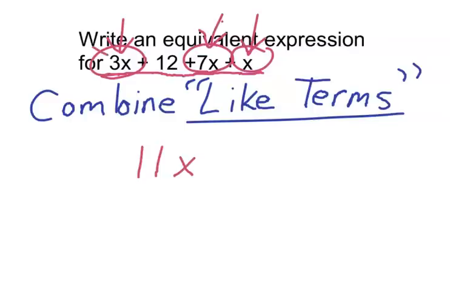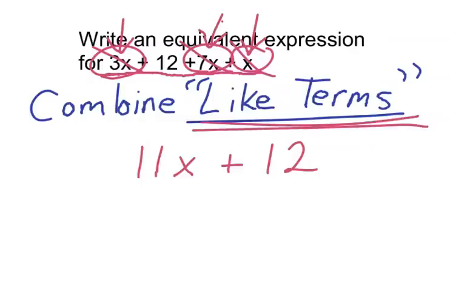Okay, and then those are done with all of those. So the only thing left is plus 12. Okay, so now we have written an equivalent expression, and it's a lot easier. It's a lot simpler looking. It is 11x plus 12, and the way we did that was combining like terms. Okay, that's all we have to do for that one.